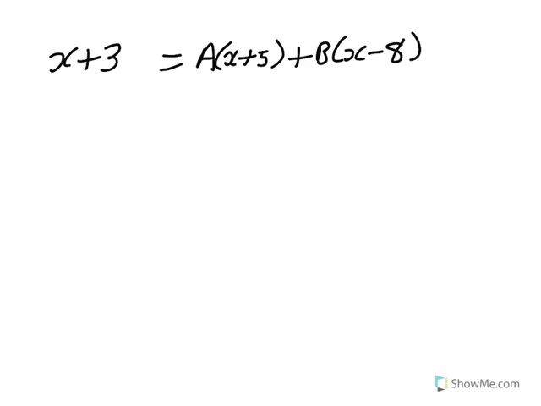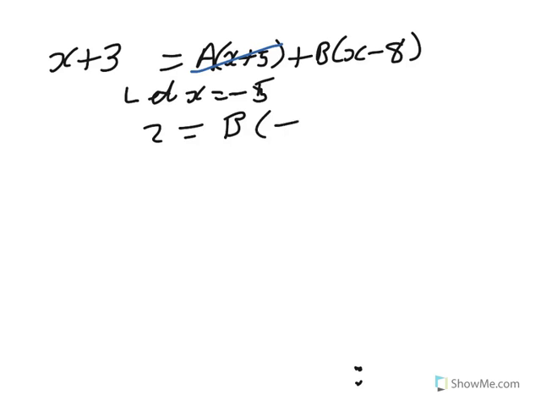One of the simple ways of doing that is, if we let x equal minus 5, that will then eliminate this bit and tell us that 2 is equal to B times minus 13. And so B equals negative 2 over 13.